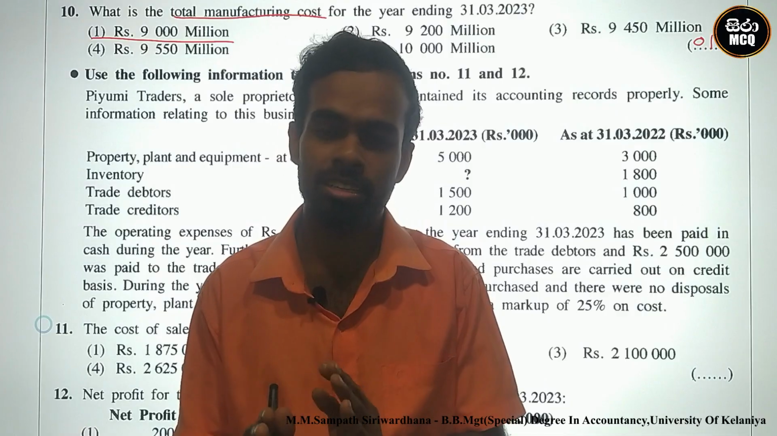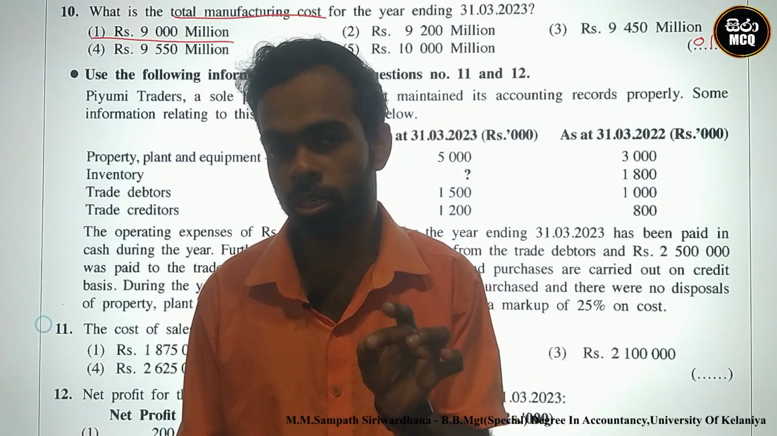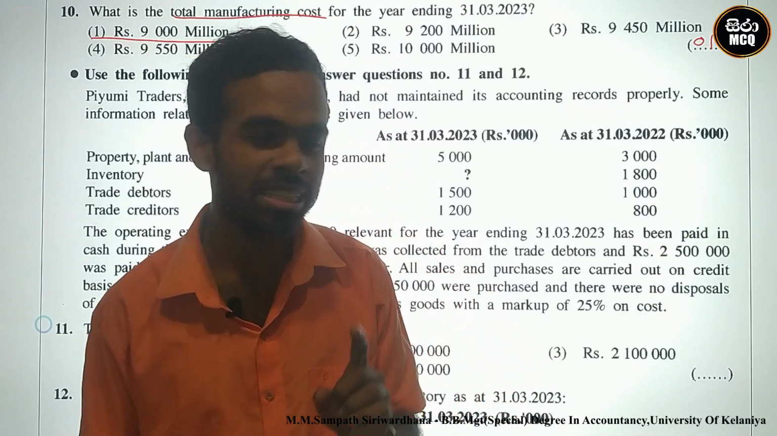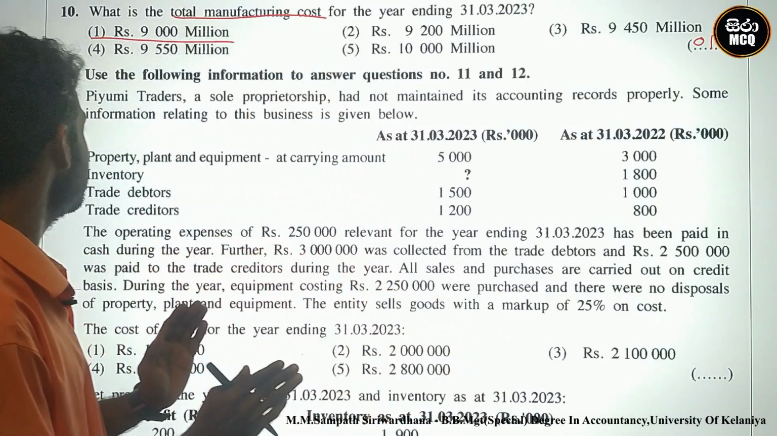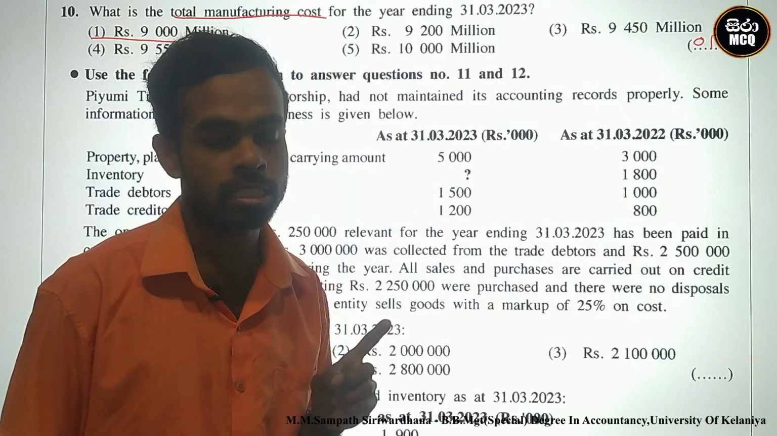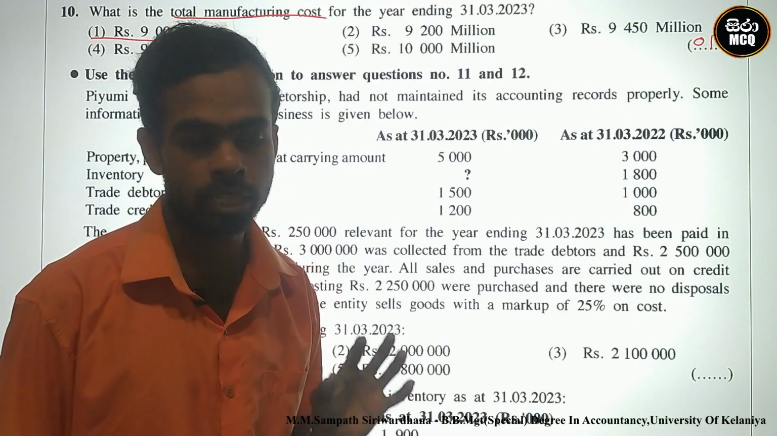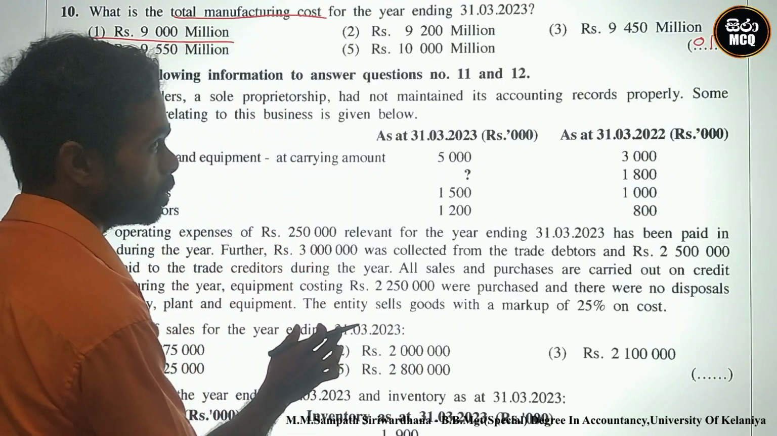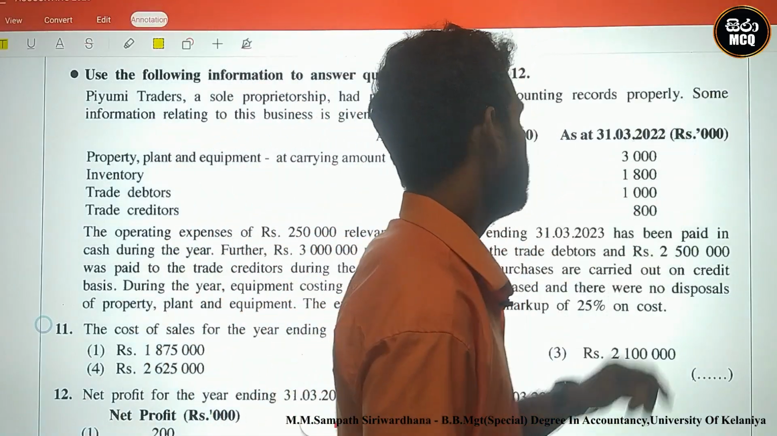Today we discuss the Advanced Level A-level accounting paper 2023, question number 11. Questions 11 and 12 are both related to one piece of information. This is incomplete accounts. What are the requirements? Look here.